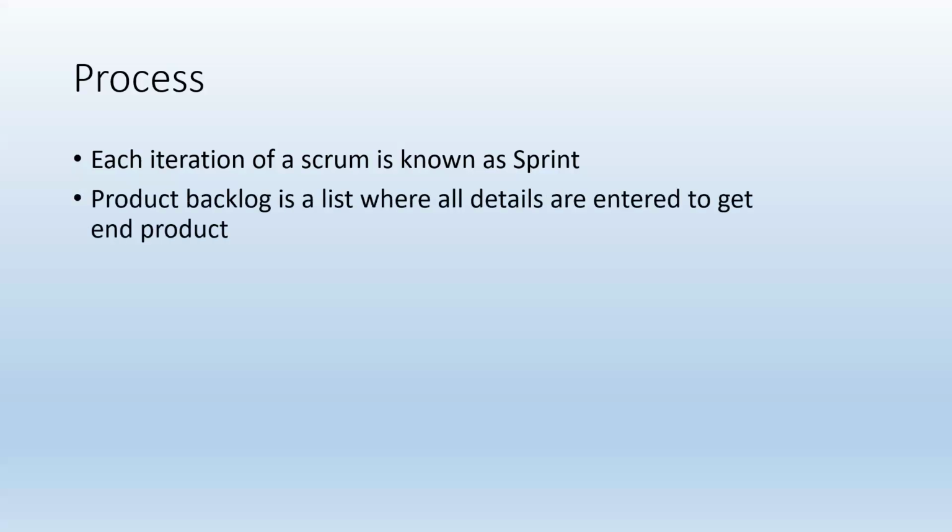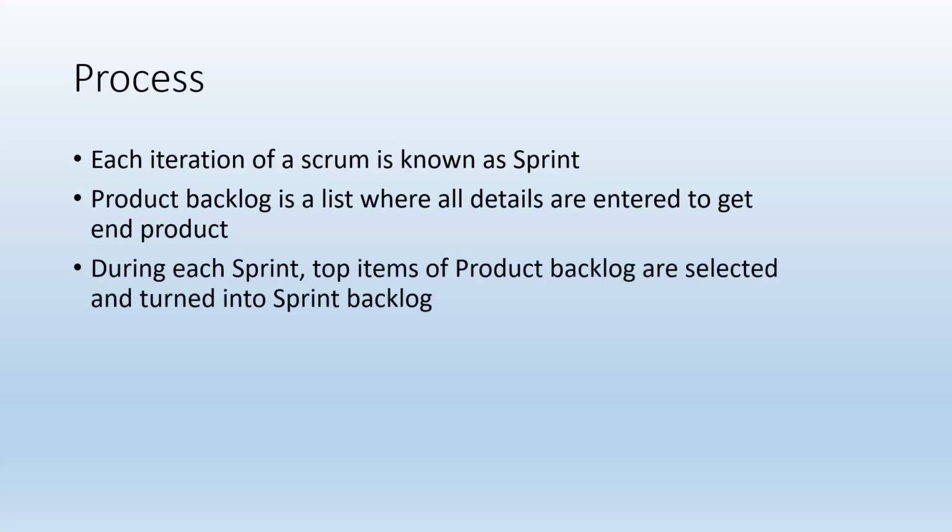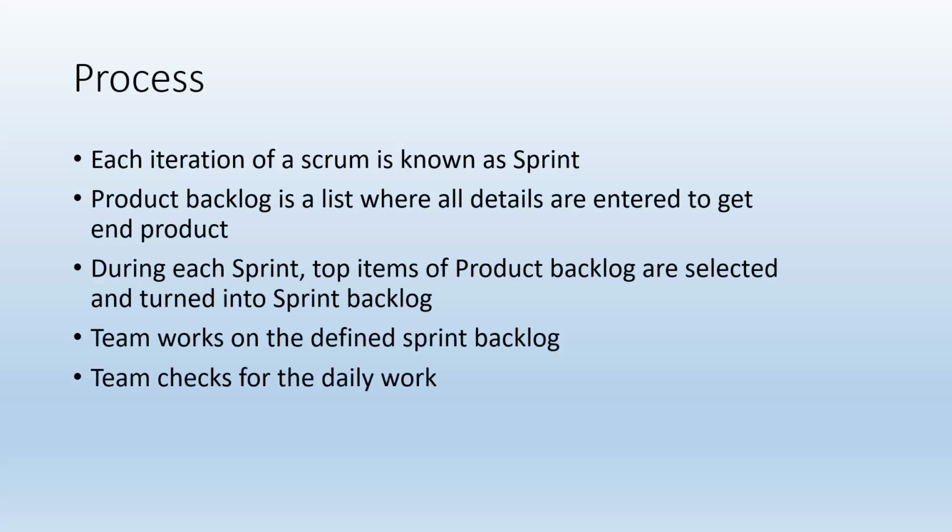Each iteration of the Scrum is a sprint. The product backlog is a list where all the details are entered to get the end product. During each sprint, the top items of the product backlog are selected and turned into the sprint backlog. Teams work on the defined sprint backlog. So this is just the process of how it is done.